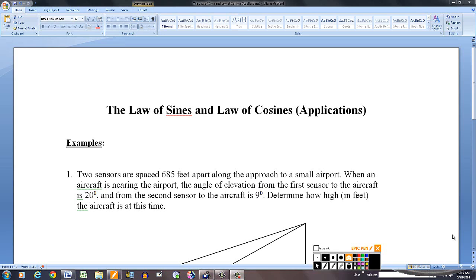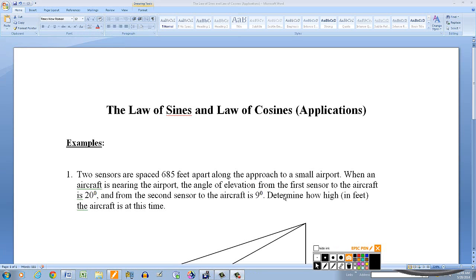Okay, I've done several videos using the law of sines and the law of cosines to solve oblique triangles. In this video I'm going to look at a couple of applications that utilize the law of sines and the law of cosines. So let's look at the first one.